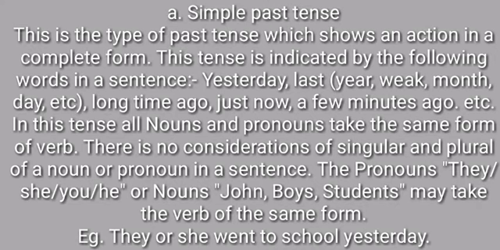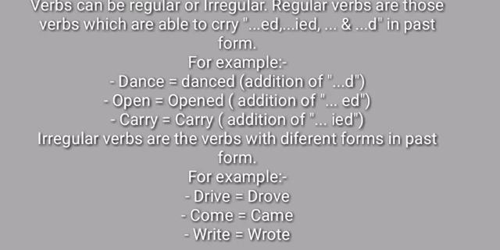For example, they went to school yesterday, or she went to school yesterday. Here, the verb went has been used by both plural they and singular she. Now, they and she use the same verb which is in the same form. That's why I say there is no consideration of singular and plural in a subject. Okay, let us now see the verbs.